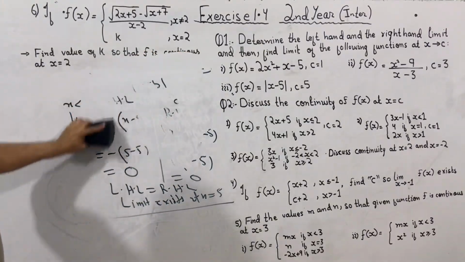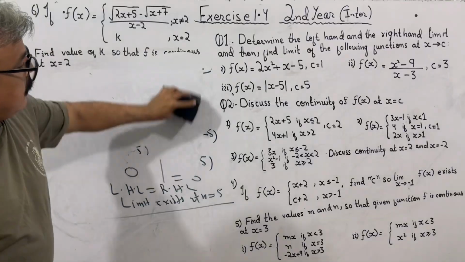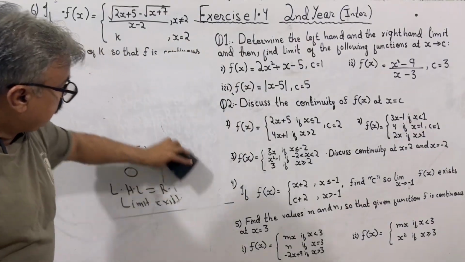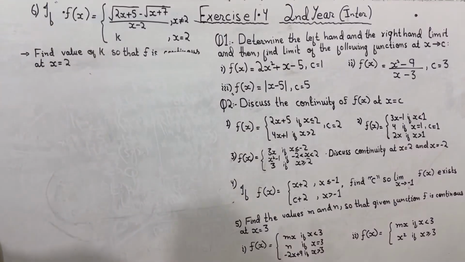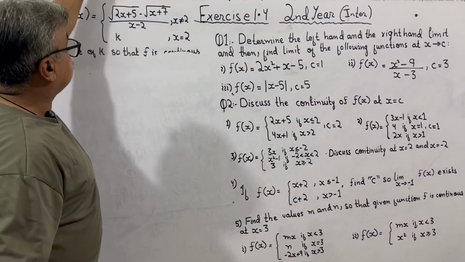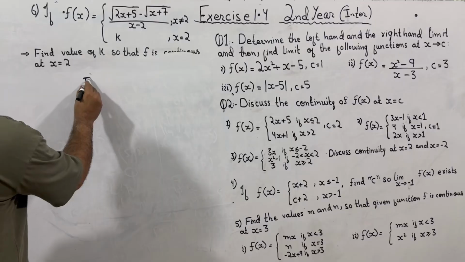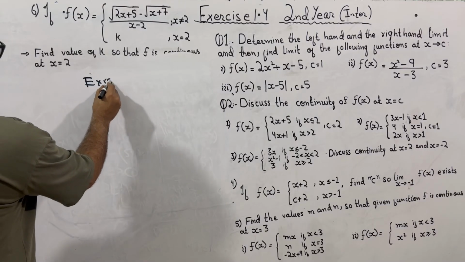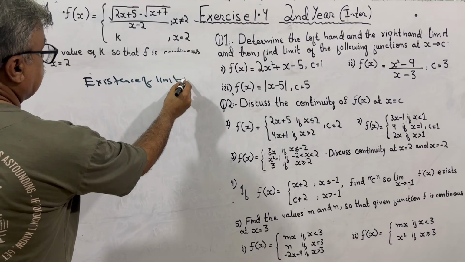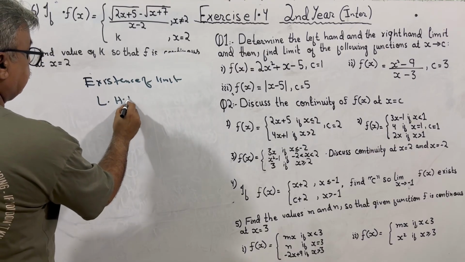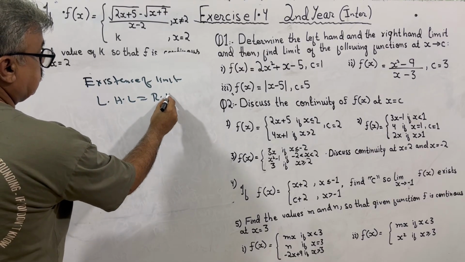Okay, cool. Let's come to continuity. For the existence of the limit, left hand limit must be equal to right hand limit.